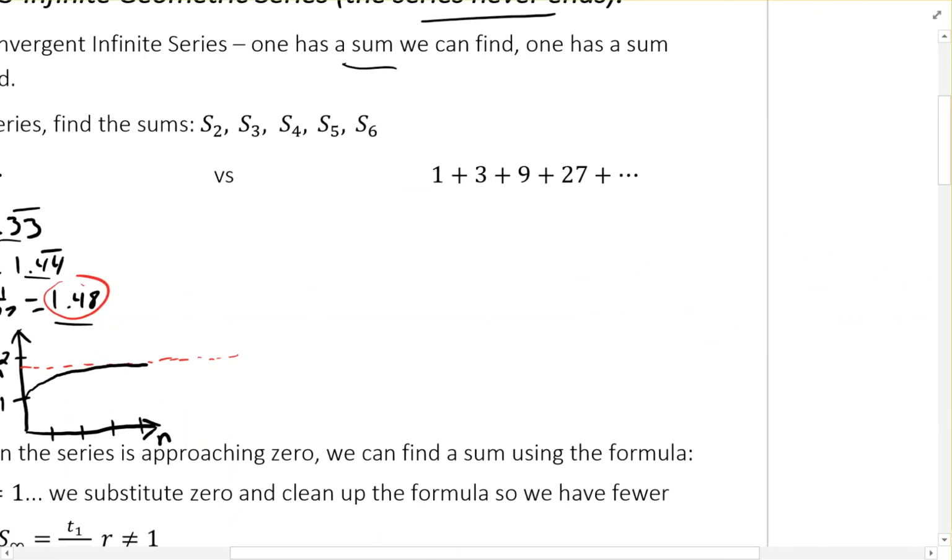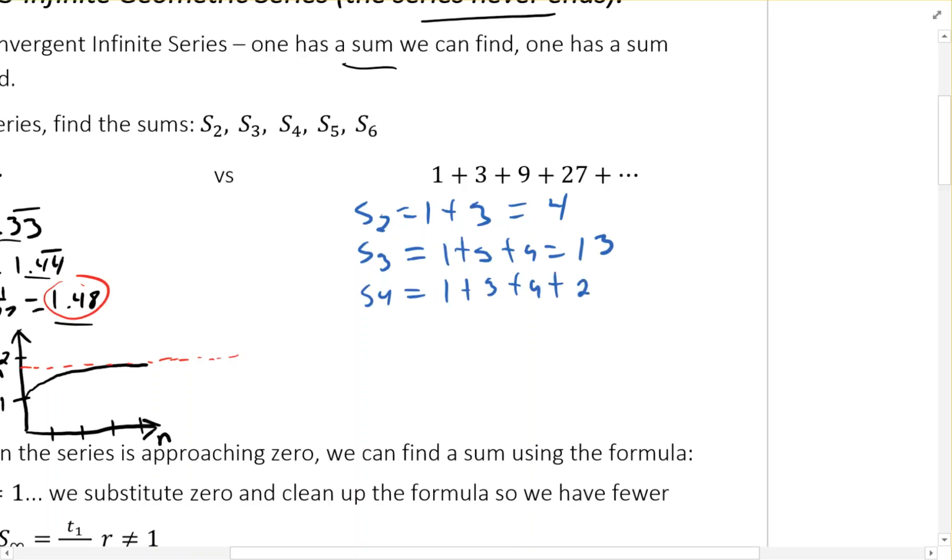Now if we look at this one, S2 would be 1 plus 3, which is 4. And then S3, we've got 1 plus 3 plus 9, so we get 13. And then S4, 1 plus 3 plus 9 plus 27, so that's going to be 40.